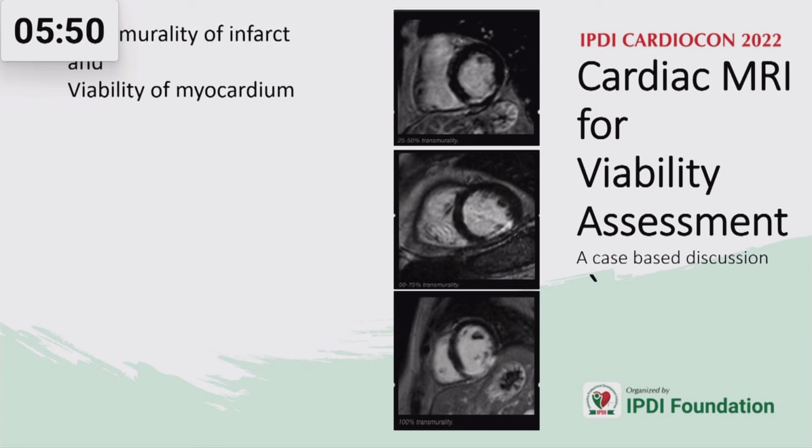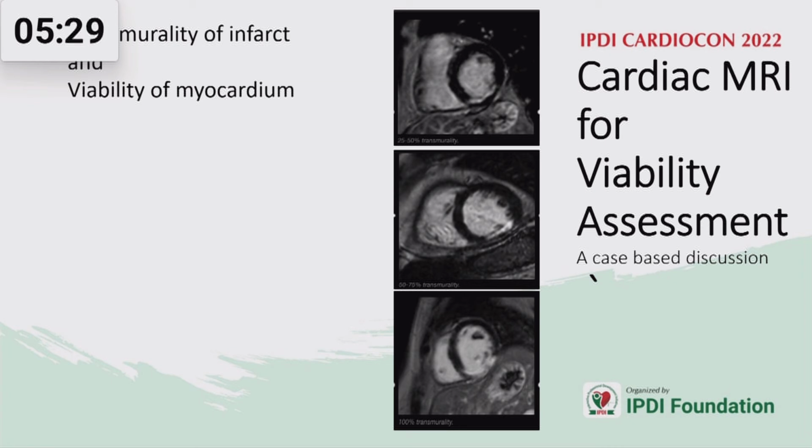Let us see all these three pictures. They have fibrosis: on the top this is 25%, in the middle this is 50%, and the next one is 100%. In this case, the transmural 100% is non-viable, grossly you can say.